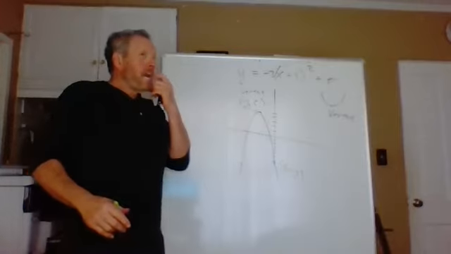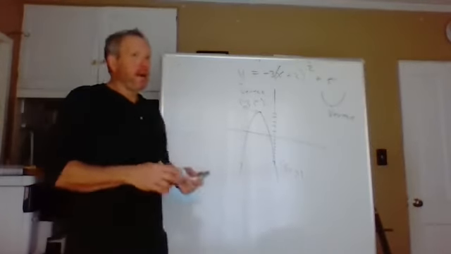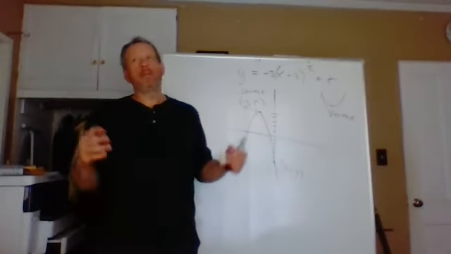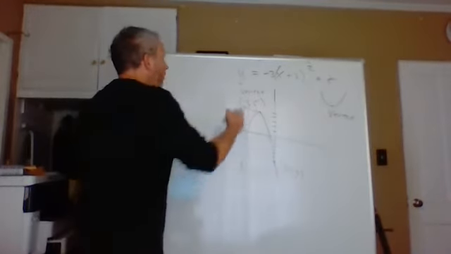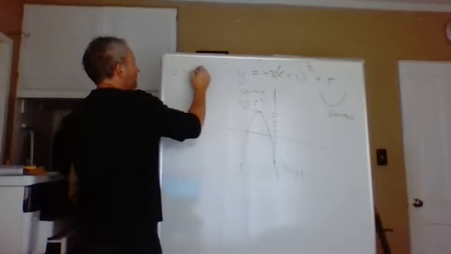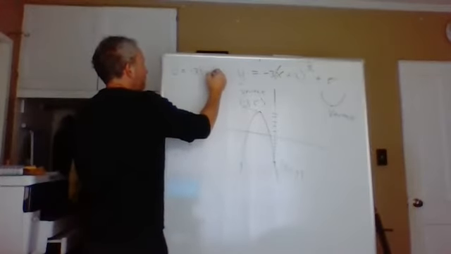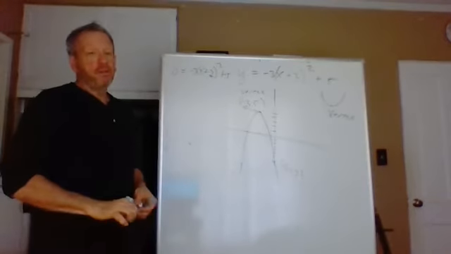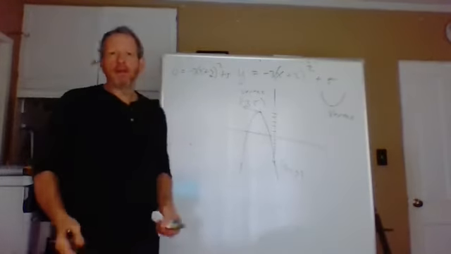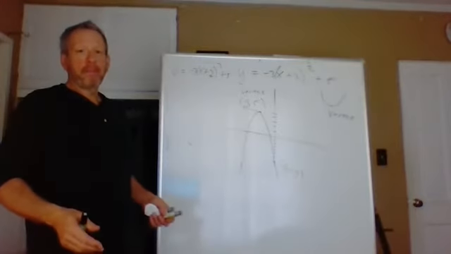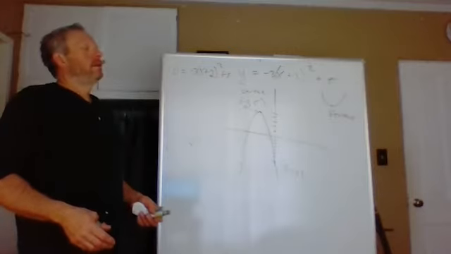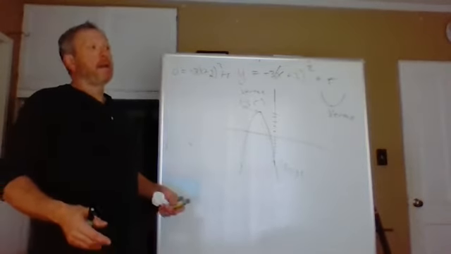How do we find the x-intercept? With any graph, you find the y-intercept by setting x equals 0 and the x-intercept by setting y equals 0. So we'll set y equal to 0 right here. Oops, 2 plus 5. And that's a quadratic equation, and we solve it. Now, at this stage of the game, I really don't care how you solve. You can solve it any way you want.